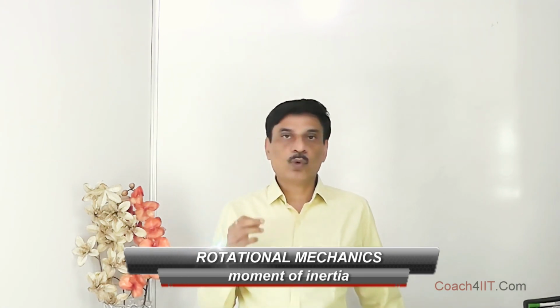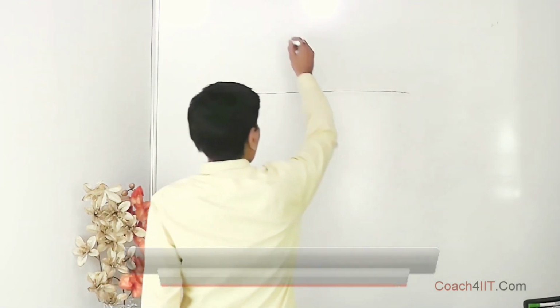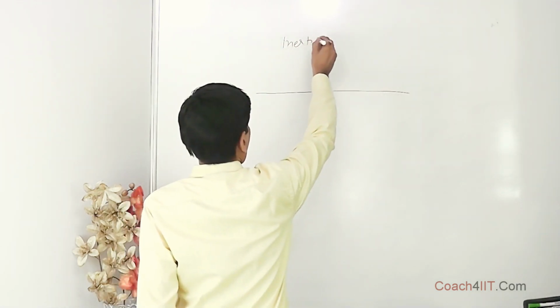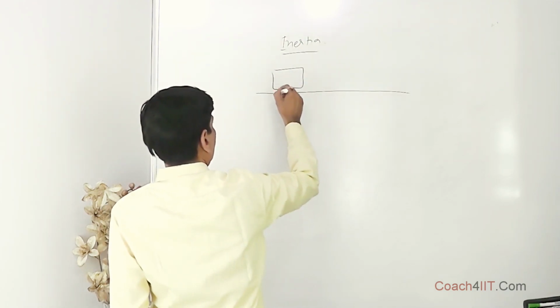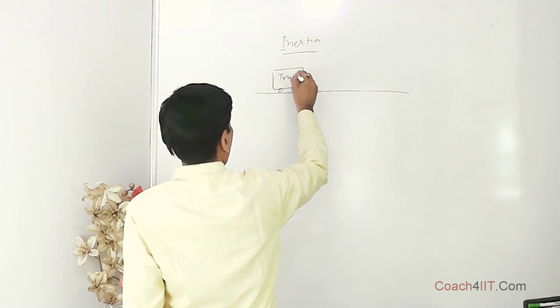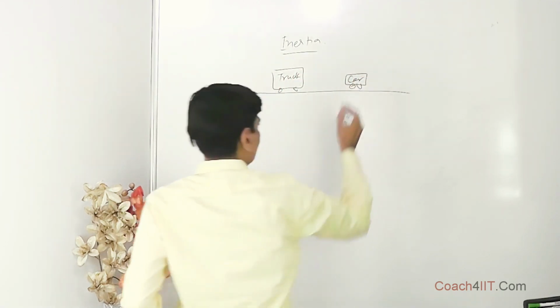Books, when we start with rotational mechanics or rigid body mechanics, the one term we come across is moment of inertia. So what is this moment of inertia? The only word we have heard so far is inertia, that is, linear inertia. And we had said that if there is a big truck, this is the truck, and this is a small car over here, let's say an electric vehicle.